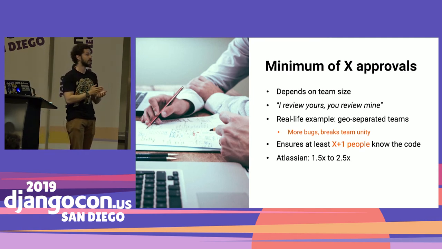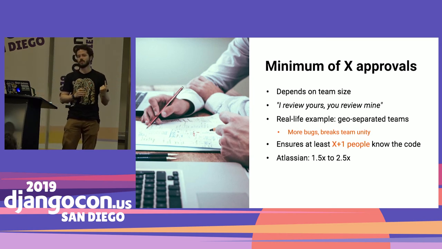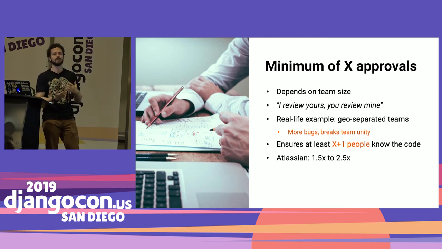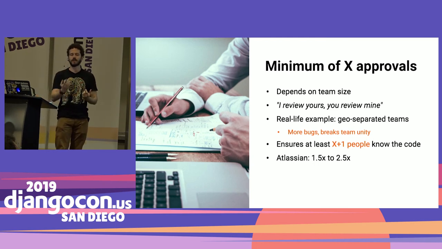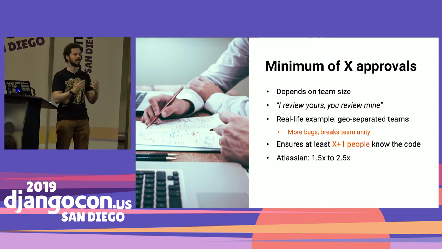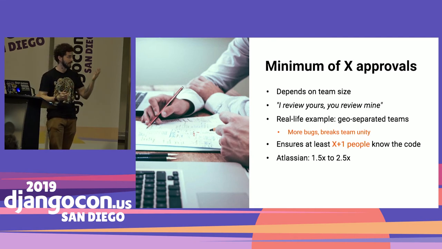This practice also ensures that at least X plus one people know the code, one being the person who wrote it and X being the number of people who reviewed the code. So that's actually good for management as well. If the person who wrote the code is out on a sick day or something, someone else has some knowledge about the code, and we can review it and fix a bug or something like that.